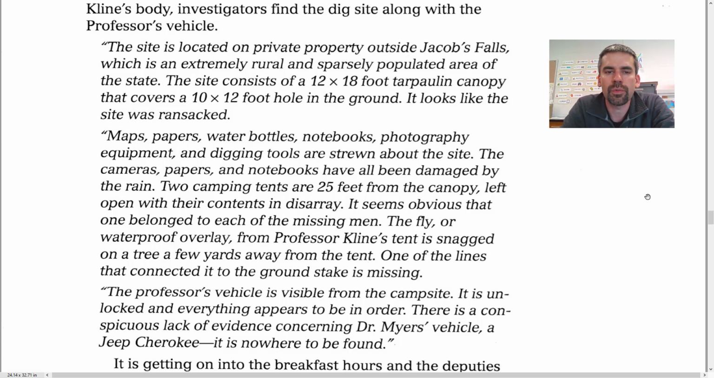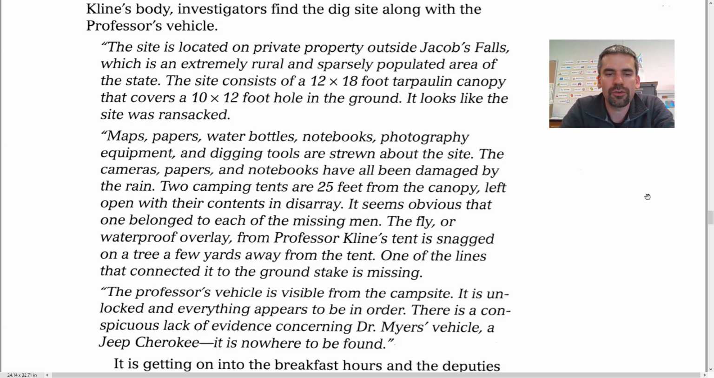The site consists of a 12 by 18 foot tarpaulin canopy that covers a 10 by 12 foot hole in the ground. It looks like the site was ransacked. Maps, papers, water bottles, notebooks, photography equipment, and digging tools are strewn all about the site. The cameras, paper, and notebooks have all been damaged by the rain.